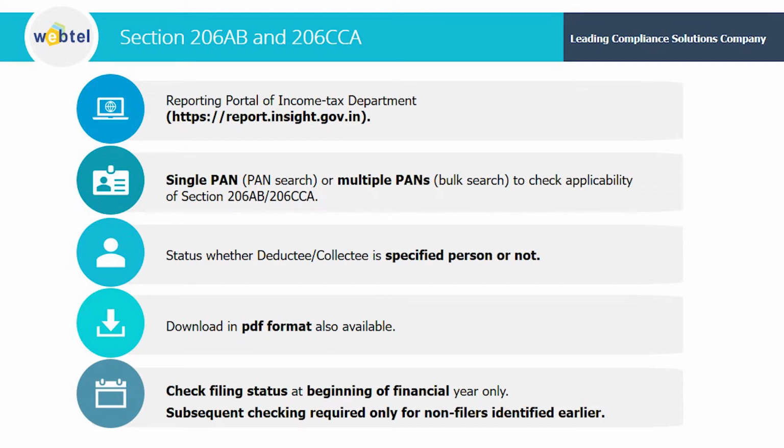This checking of the status is to be done only once during the financial year, and subsequent checking is to be done only for people who are non-filers or other specified persons. Once a person is not a specified person, there is no need to check the status of the person during the same year.